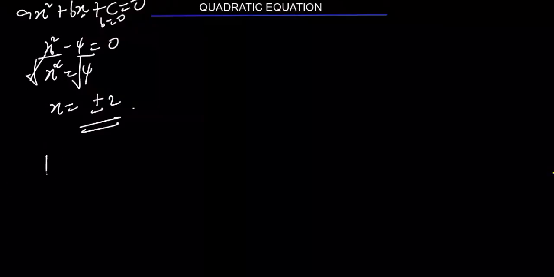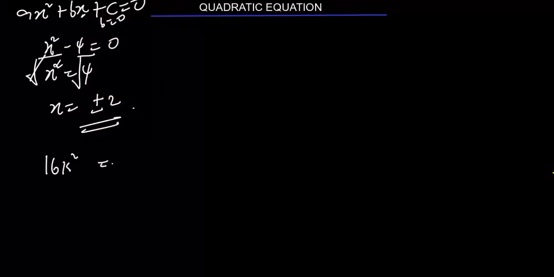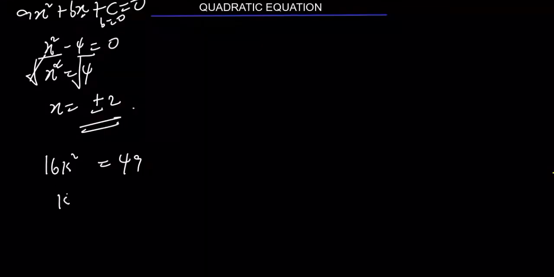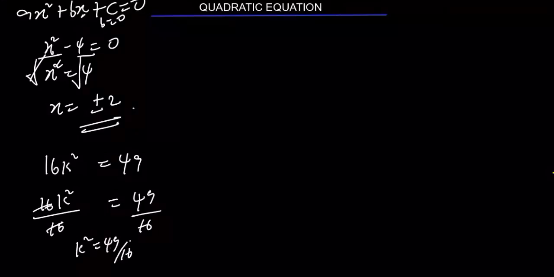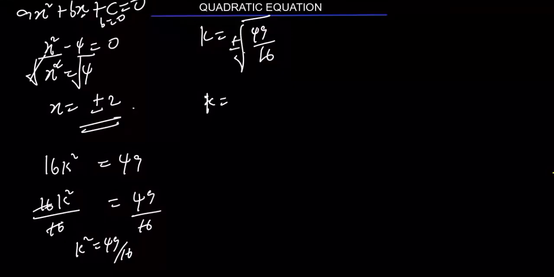What if you have 16k squared equal 49? What will you do? Divide both sides by 16. So if you divide both sides by 16, this is what you have: k squared equal 49 over 16. From here, you are going to square root both sides. Then you're having k equals square root of 49 over 16, and add your plus or minus. So k will be equal to what? Square root of this is 7, square root of this is 4. Then plus or minus 7 over 4. That is plus 7 over 4 or minus 7 over 4.